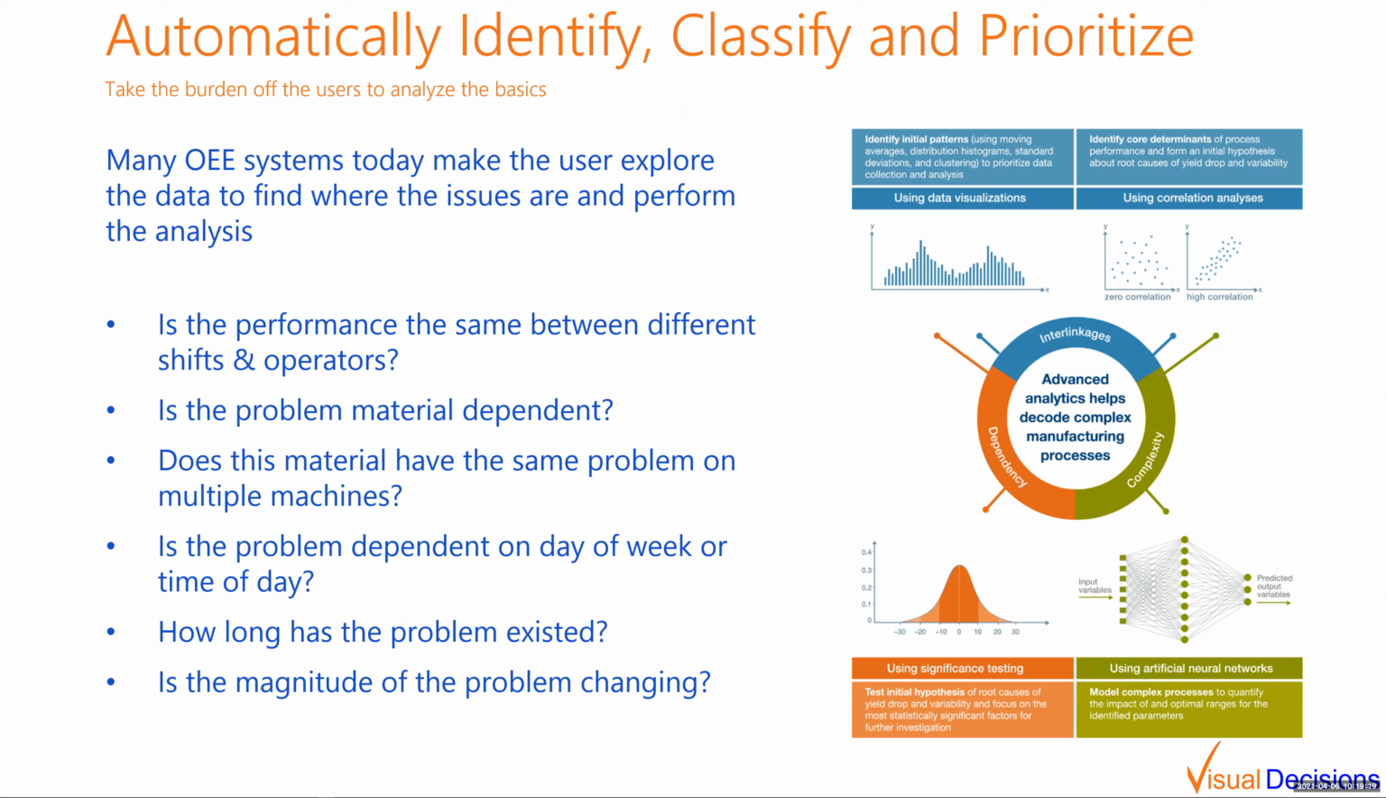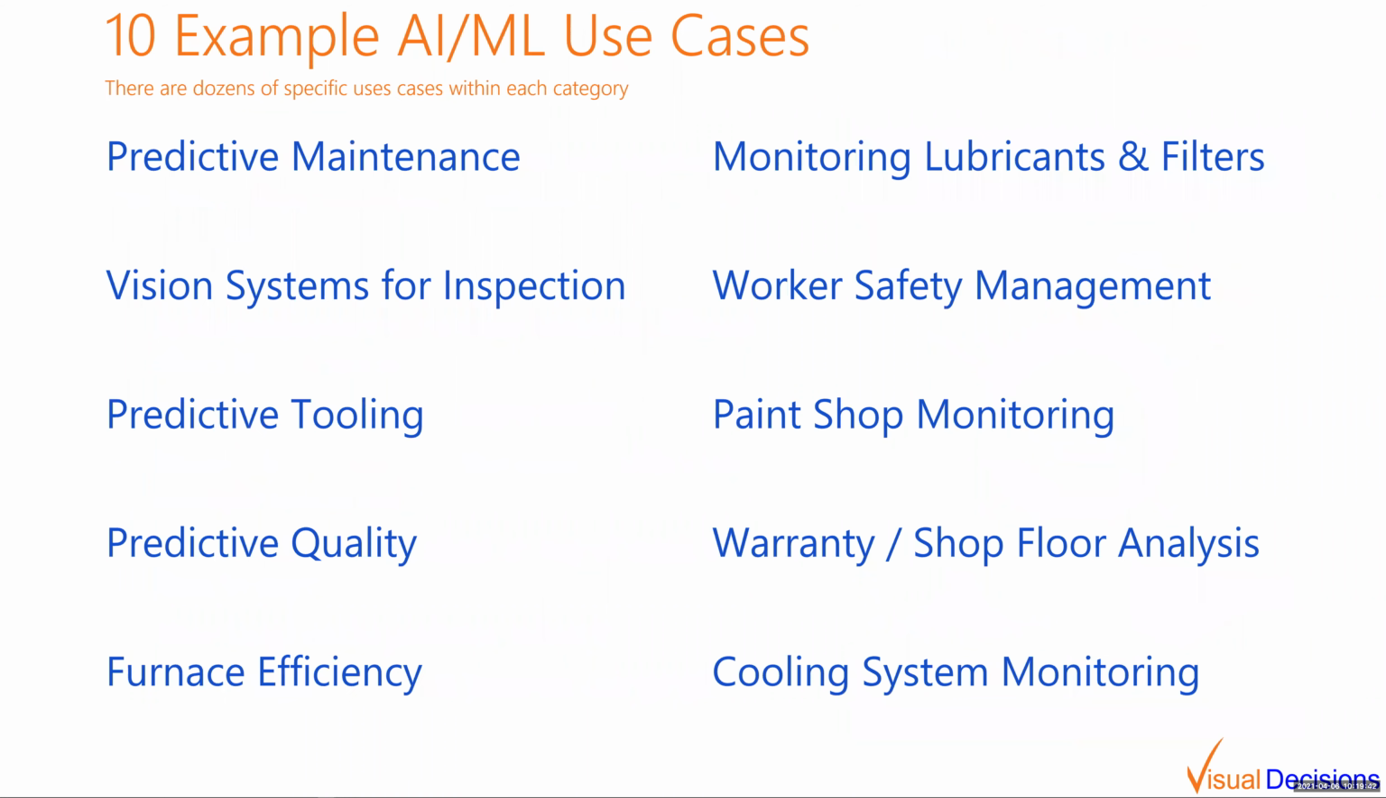And in addition to having people try to figure that out, you can actually utilize the intelligence within the system to automatically capture what is happening on the shop floor, and then interpret that information to try to classify different types of downtime. And so that's another use for these intelligence systems. And just some example use cases within manufacturing: predictive maintenance, vision systems, predictive tooling, predictive quality, furnace efficiency, monitoring lubricants and filters for when those need to be changed, warranty versus shop floor analysis that I talked about earlier, and so forth.